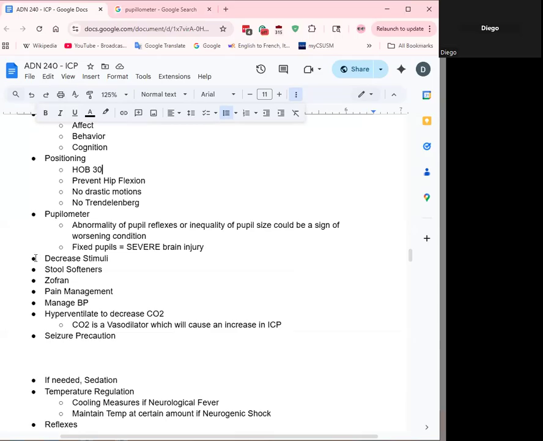You want to decrease stimuli or any additional straining or stressors. So again, mentioning back the stool softeners, Sofran, manage the blood pressure, which is dependent on whether we're decreasing it because it's too high, above the permissive part of it, or we're trying to keep it at that 150 to 160 or whatever the permissive hypertension management is.